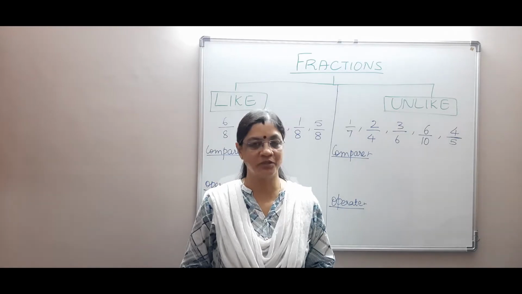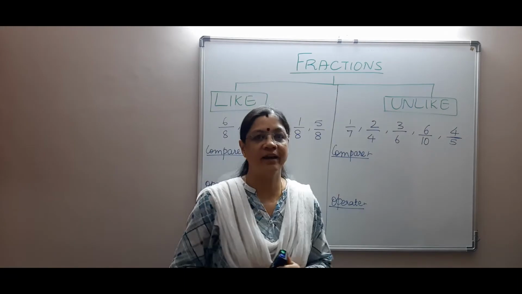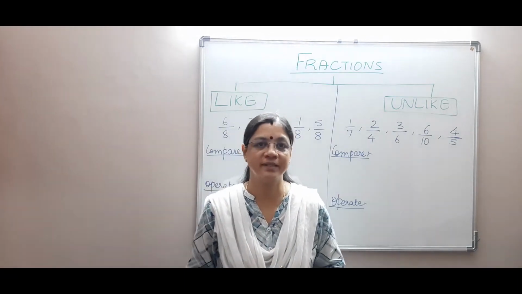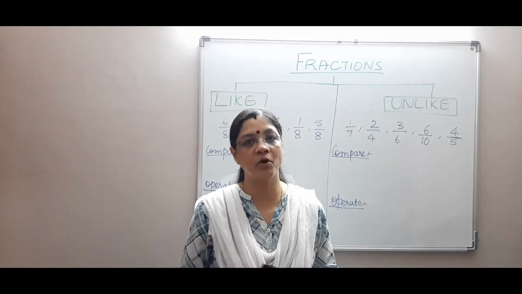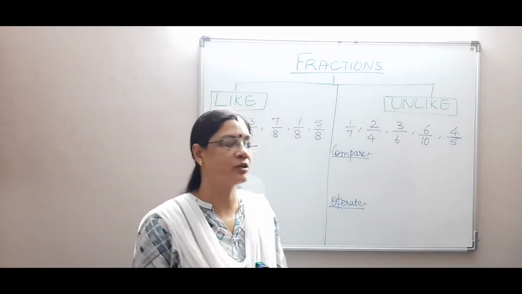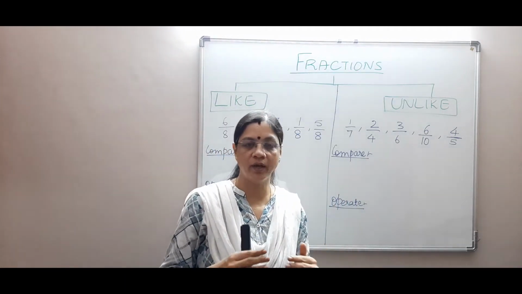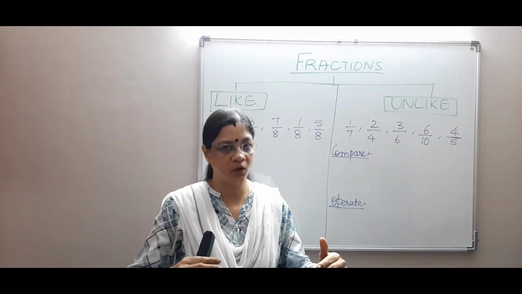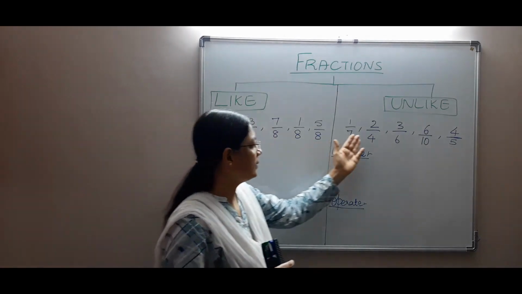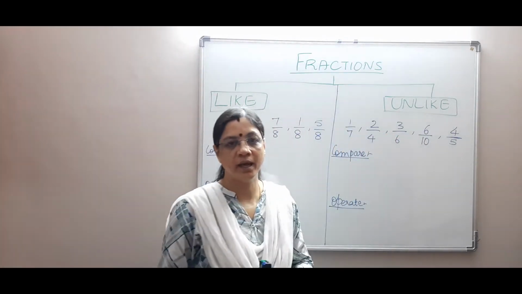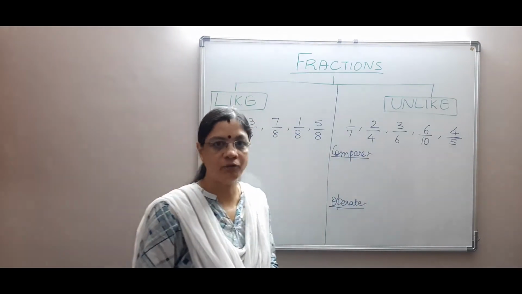Last class it was fractions, and we stopped at like and unlike fractions, isn't it? So let's continue with like and unlike fractions. What did I say about like fractions? Like fractions are fractions which have the same denominators. If all the denominators are equal, then we say all the fractions are like fractions. But when the denominators are different, they are unlike. So we will go to unlike fractions after some time, after seeing like fractions.